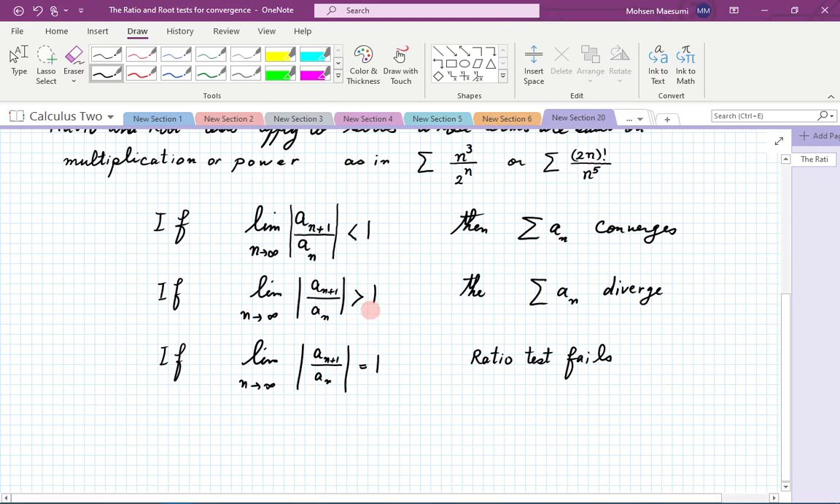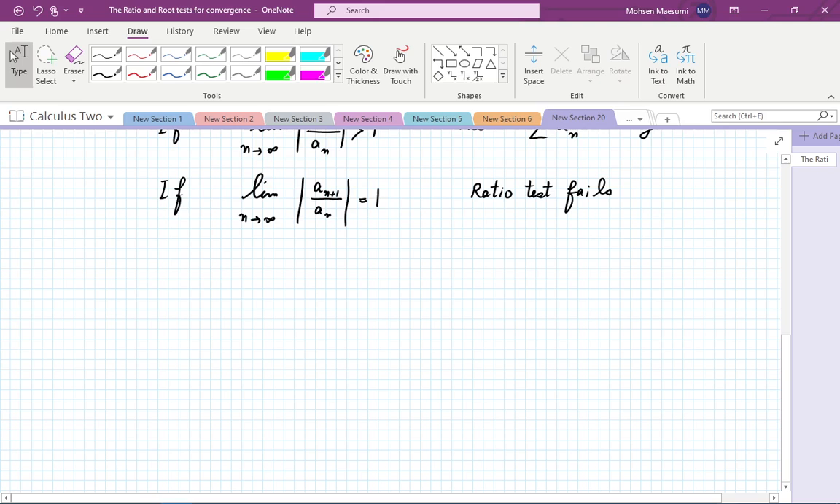Now, if this ratio turns out to be infinity, that's obviously larger than 1, and the series we say it diverges. Okay, the proof is simple. So let's go ahead and just practice a few examples here.